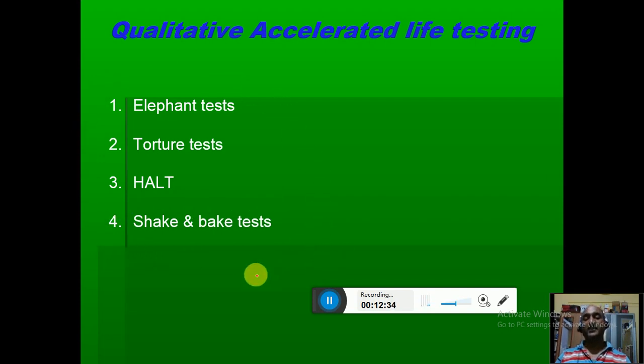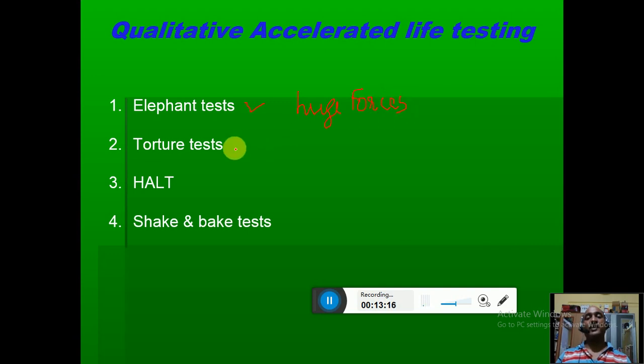So what happens in these different tests? Suppose a component is carrying a particular load, say 1 kg load, in application, and we want to find out its life. What we'll do then is apply a huge amount of force on that component so that its life will be accelerated, but those forces will be controlled forces so that we can find out the life of that component. So that is called the elephant test.